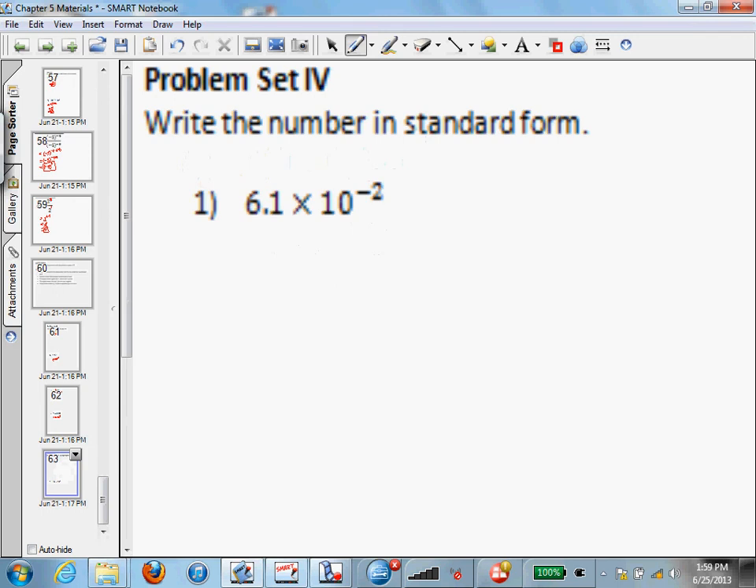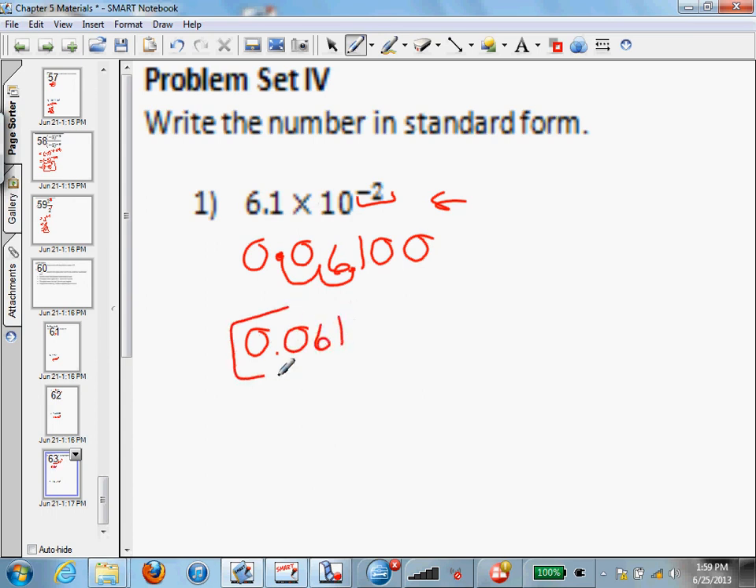And for our last numbers, we have been given scientific notation. We have to write these in standard form. So we have a 6.1, and we have to tell how many numbers we want to move back. Since we have this negative, we're going to move in the backwards direction. So we have 1, 2. So we move our decimal place back 2 places. So the new standard form would be 0.061.